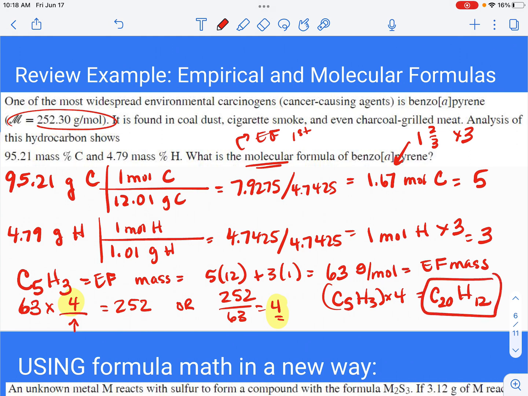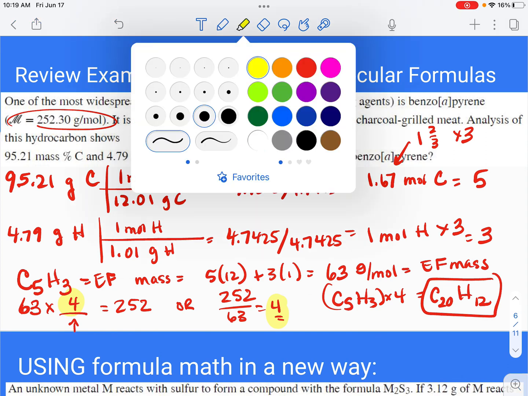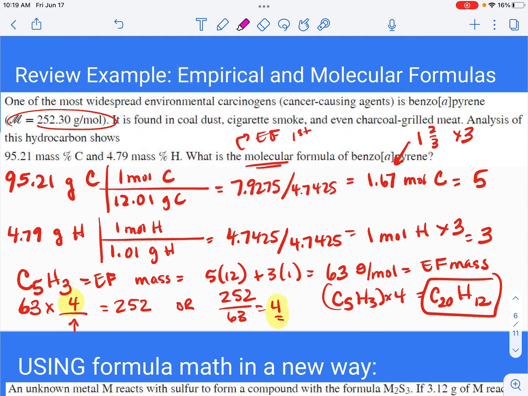Please note that College Board expects to see all this work. They expect to see the mass of the empirical formula determined. They expect to see you finding the multiple in some way that's written for them. And they expect to see you multiplying your empirical formula by the multiple to get the molecular formula. So all of the work that's on this page, including finding the empirical formula mass, including finding the multiple, including multiplying the multiple to get the answer, needs to be there, or you may not earn credit for work that you already know.